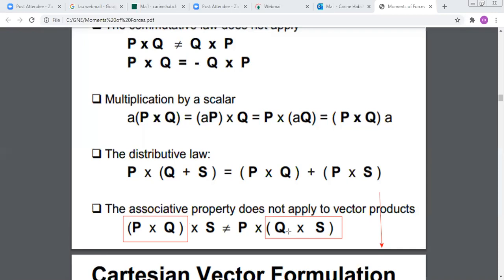So if I do Q vectorial S first, then I do P vectorial the result, it will not give me the same result of P vectorial Q first, then vectorial S. So always, if you have brackets, you should follow the brackets. You start by doing this term, and you do vectorial S. Okay.